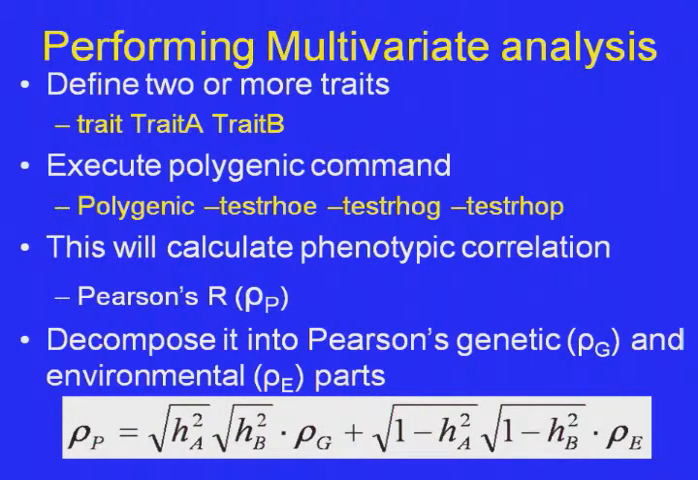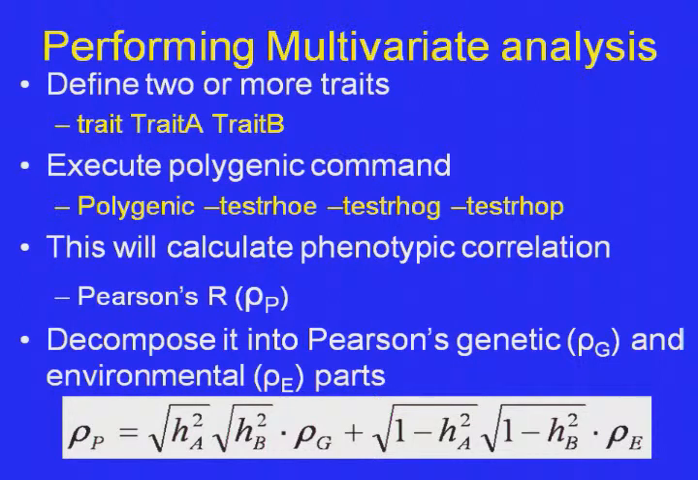Well, let's carry on. For doing multivariate analysis, and I'm presenting this as bivariate analysis, you can actually add 2, 3, or as many traits as you want, as long as you have enough statistical power to carry on with it. You basically define 2 or more traits by the same definition you define your single trait. And then you execute the polygenic command. And in addition to the polygenic command, it's now advisable that you include 3 magic keywords, which are test raw E, test raw G, and then test raw P.